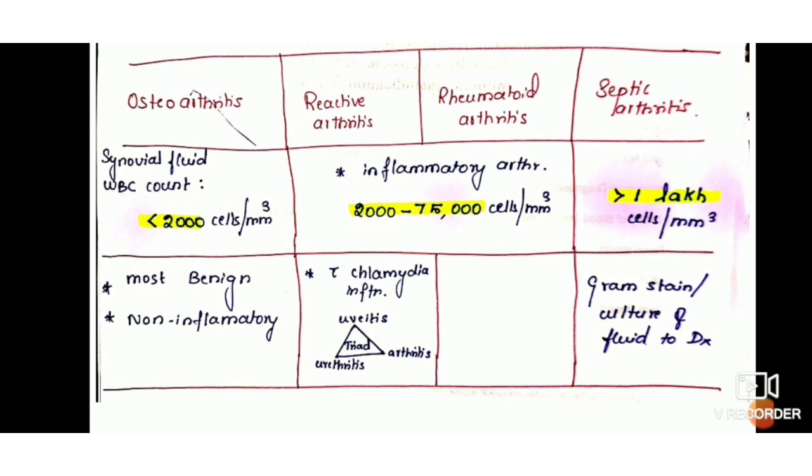Osteoarthritis is usually benign, and reactive arthritis you can straight away identify because it shows a classical triad of uveitis, urethritis and arthritis. This is due to chlamydial infection. And septic arthritis you can further confirm with gram stain or culture of the fluid to diagnose.